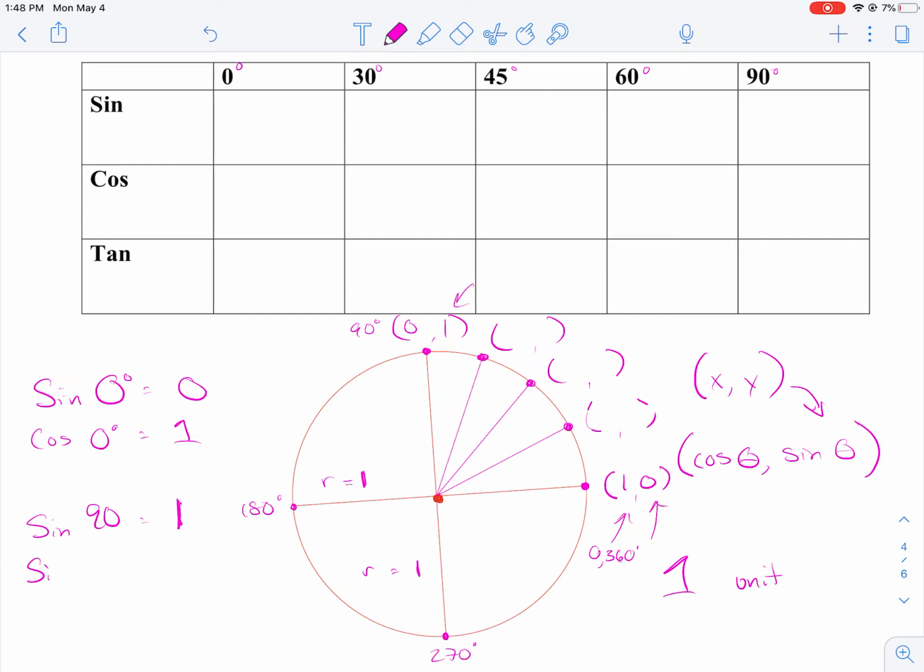So then the cosine of 90 degrees. Well, we look at that point right there and we see that that's a 0. Okay, so let's fill in those 2 points first. So the sine of 0 degrees, 0, cosine of 0 degrees is 1, and then tan, don't forget tan is just equal to sine over cosine. And so in this case our sine is 0, our cosine is 1, and so our tan is just 0.